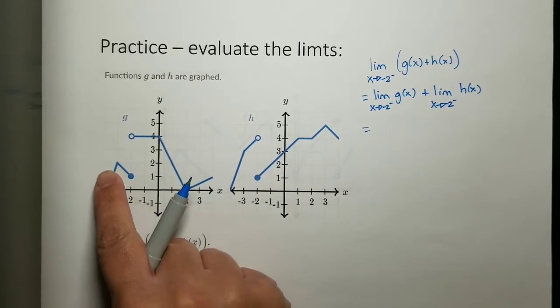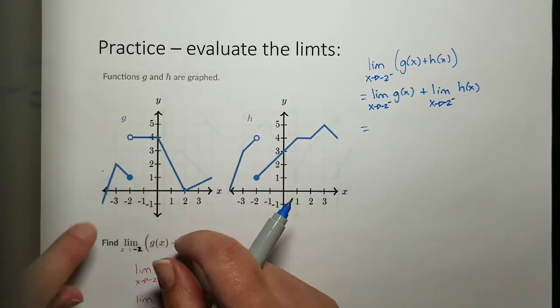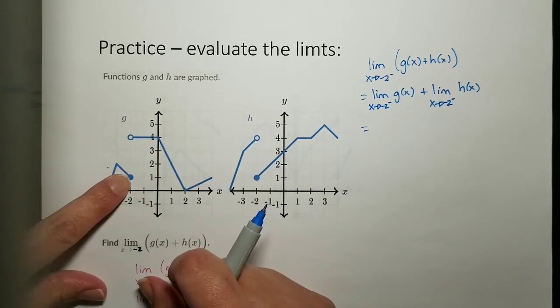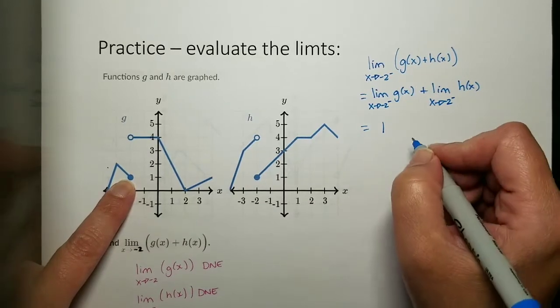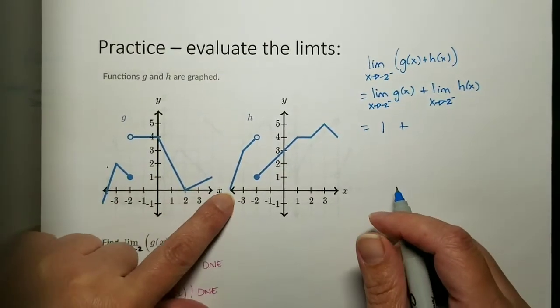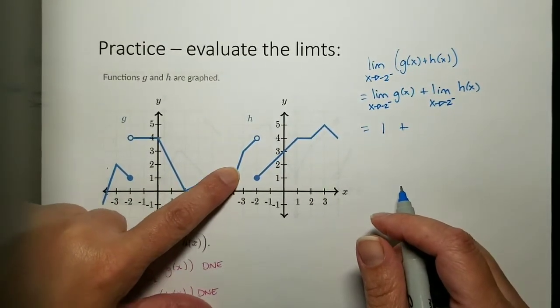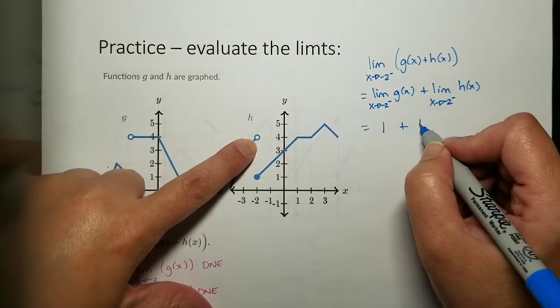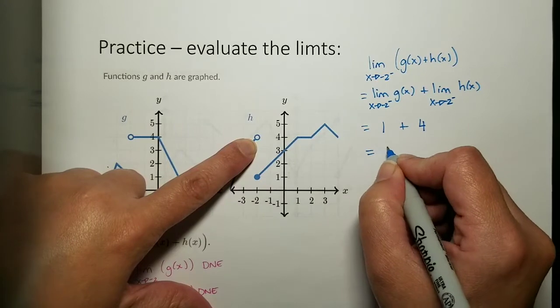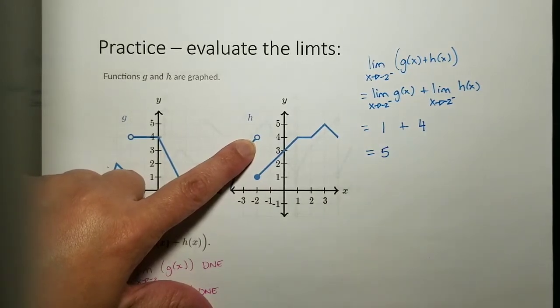The limit as x approaches negative 2 from the left, so coming from the negative side of g, we get a limit of 1 for just the sided limit. And for h at x, as we approach from the left-hand side, so from the negative half, we're going to get a value of 4. So that's equal to 5.